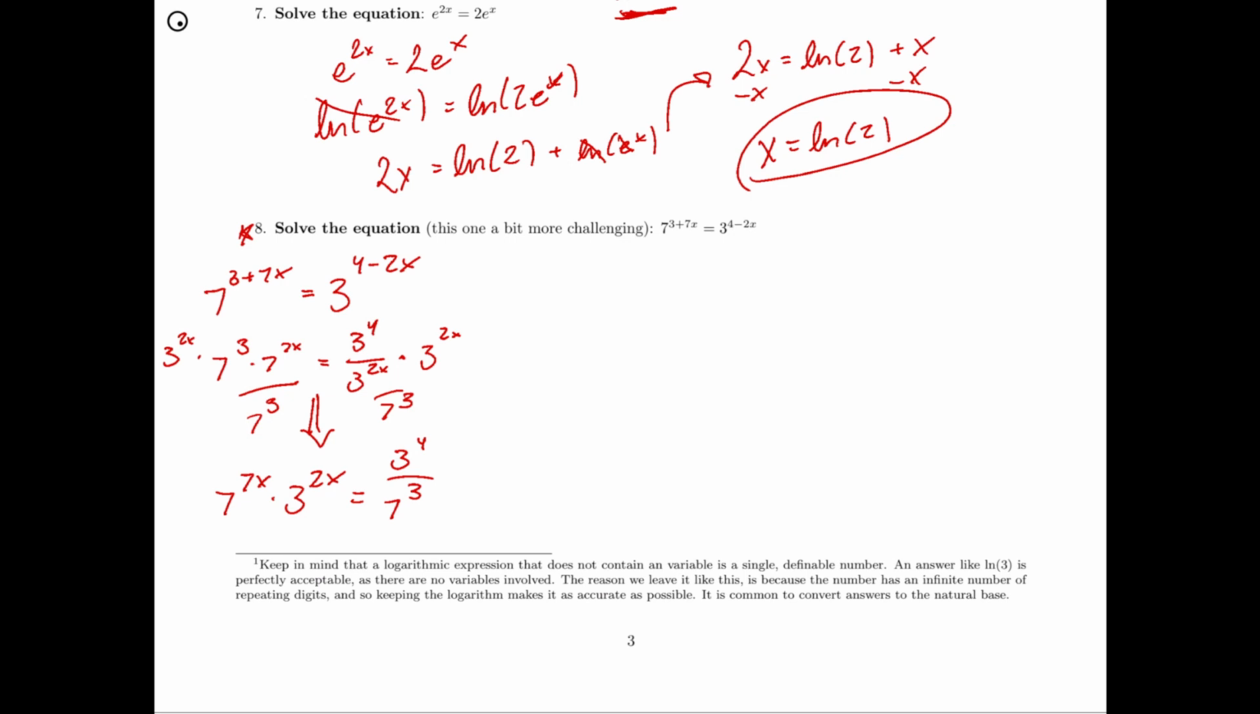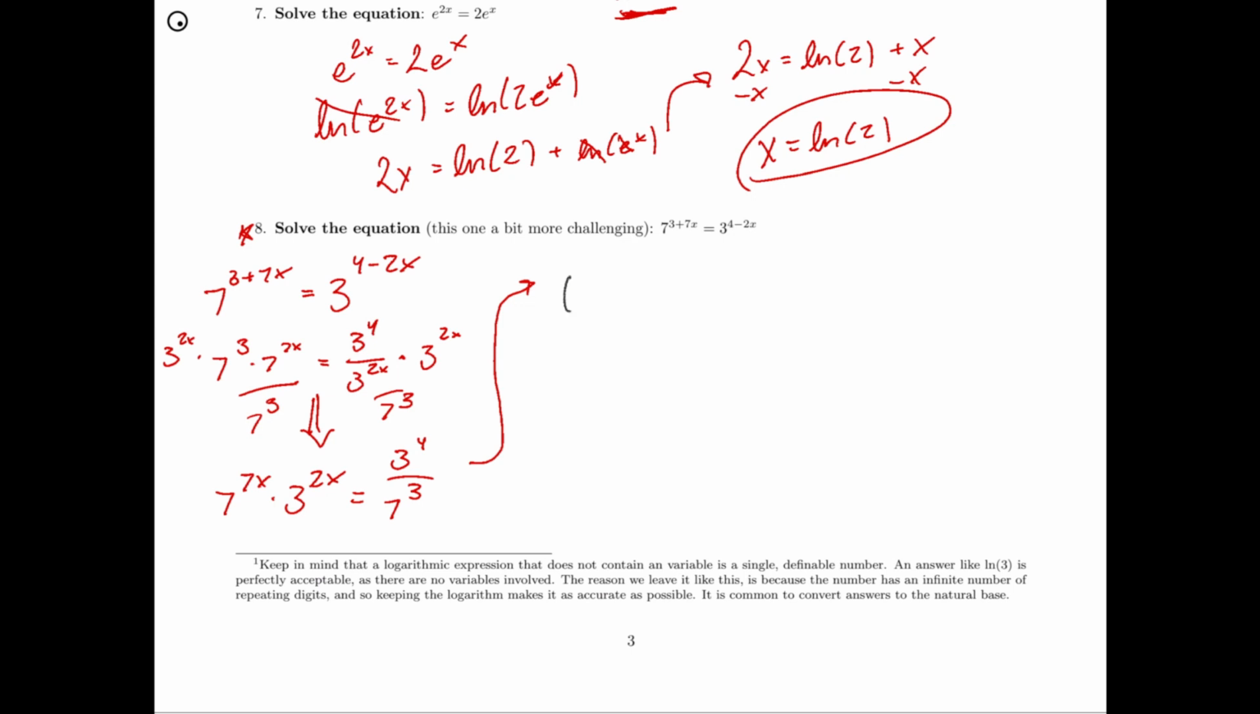This is where it's going to get very ugly very fast. I am going to factor out a power of x from the left side. So I'm going to take this x here and this x here and pull it out using properties of exponents.